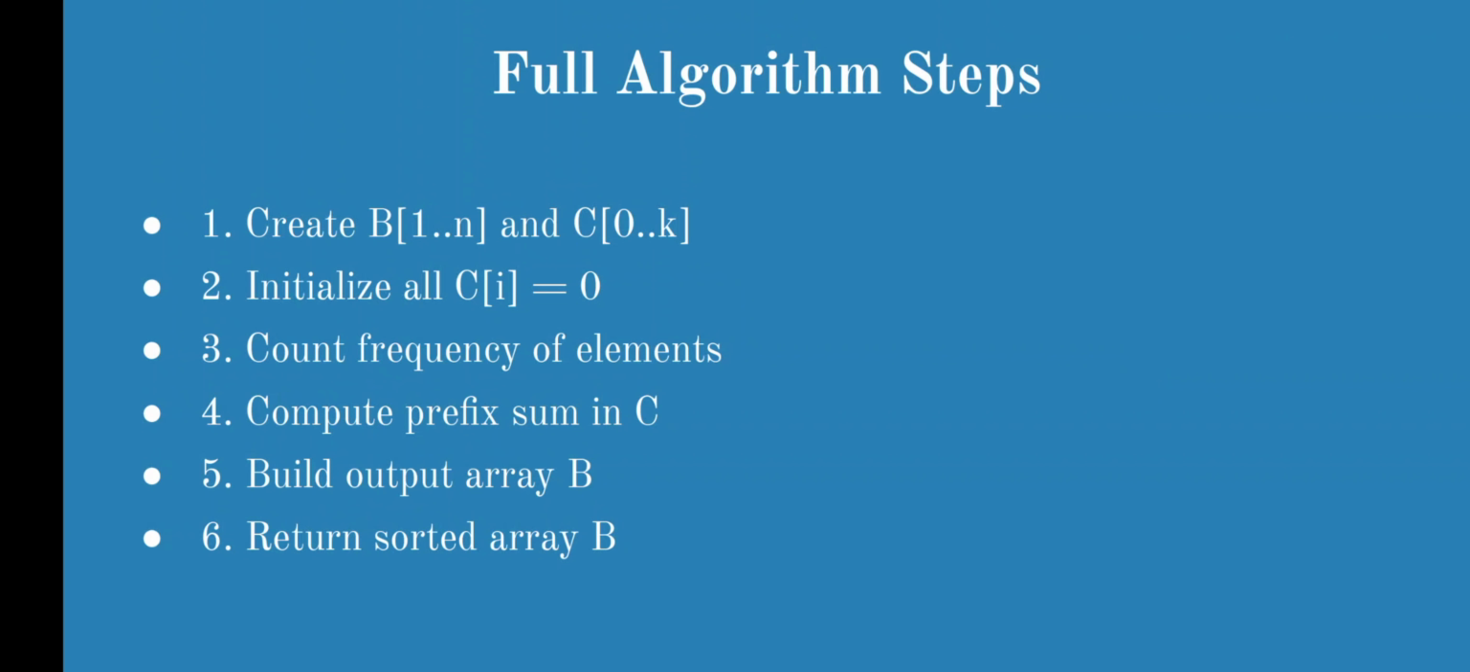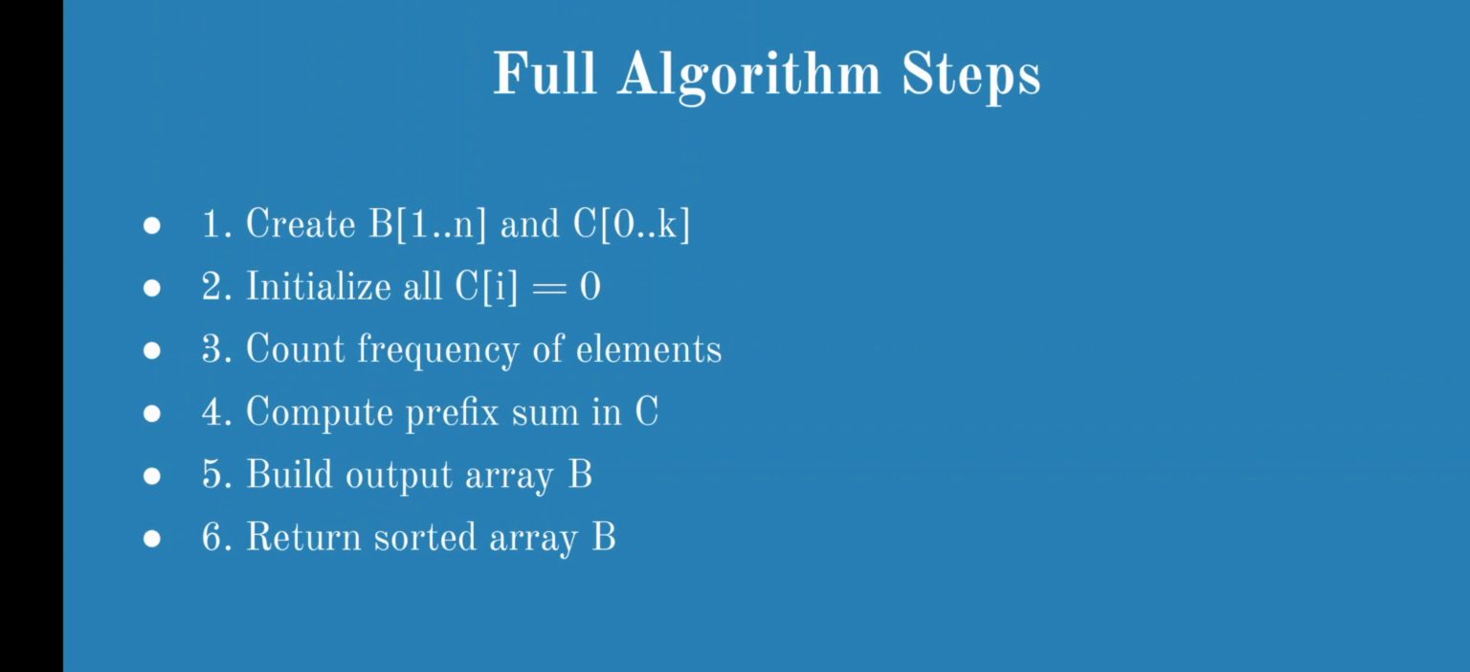The second step is to initialize all C[i] equal to 0. Then we will initialize the C array with 0 elements, so the value of all the elements are currently 0. Third step, we will count the frequency of elements. And fourth step, we will compute the prefix sum in C. I will explain both these steps in detail when we reach there.